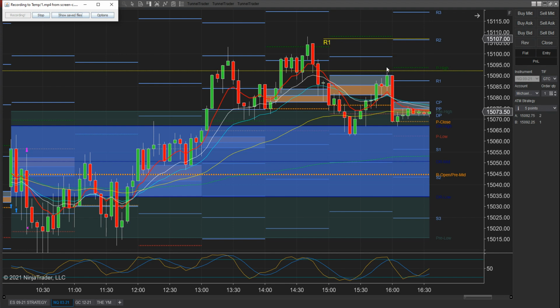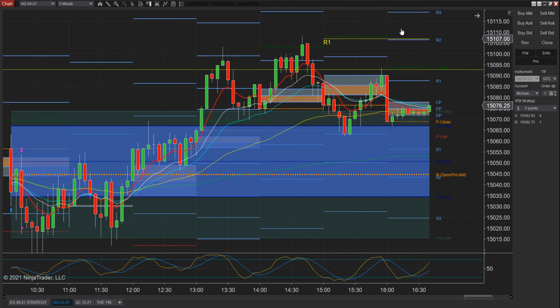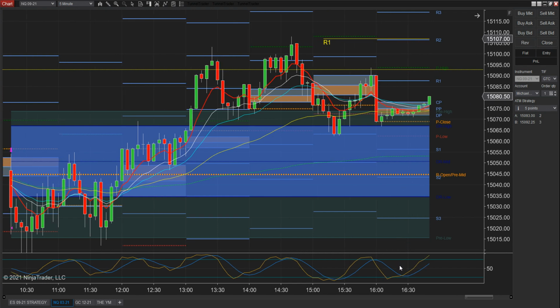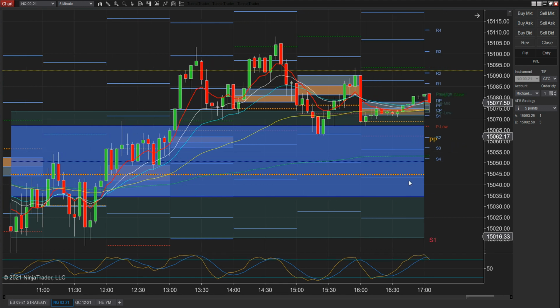Now this one is pretty tricky because it dropped so fast there was really no way to catch it. But then we started getting another crossover in our stochastics, and unfortunately this was after 4 o'clock. But there again, you get your 5 points.